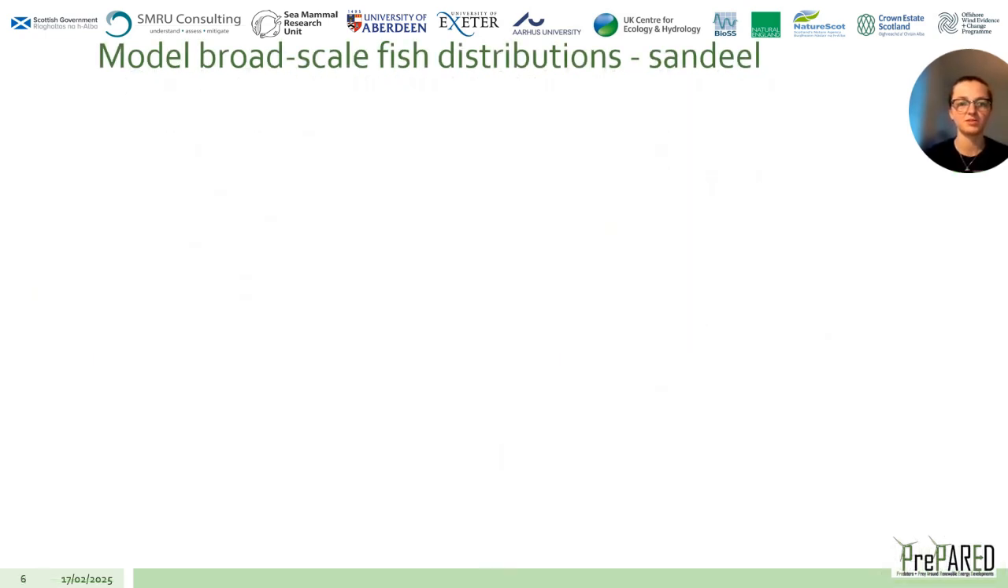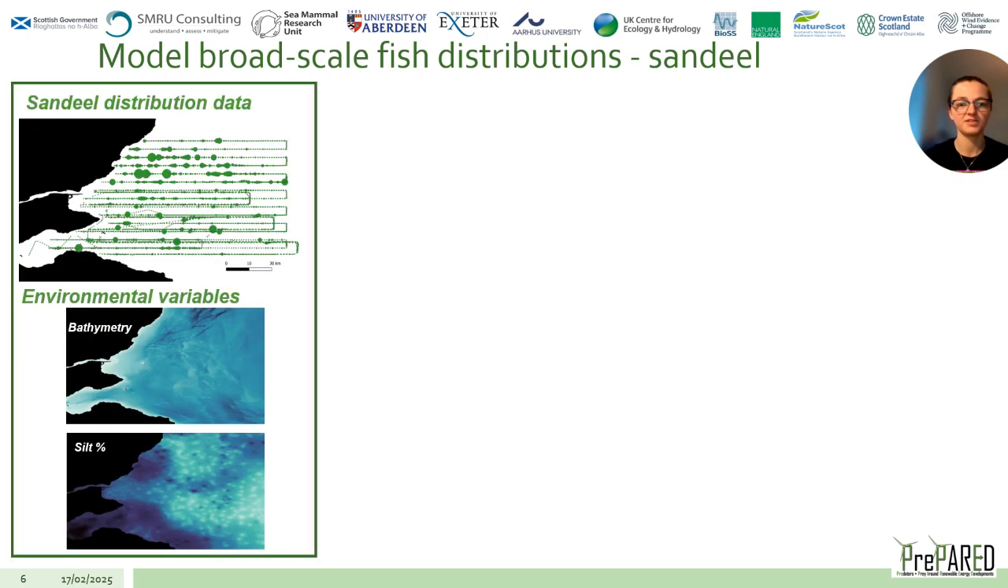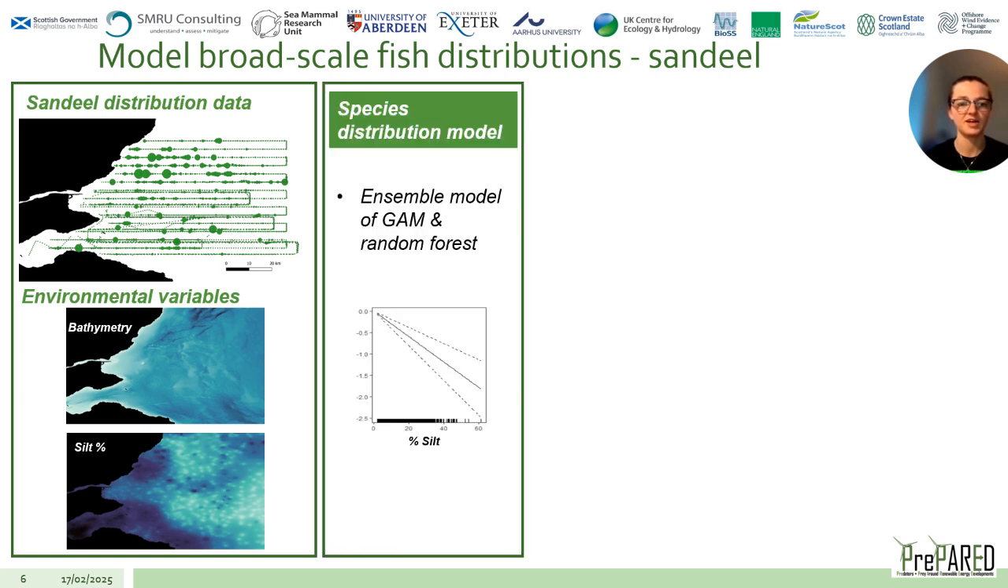So then we come to model the distributions, and this example I'm showing here is for sand eel. So first we have our fish distribution data, in this case the acoustic survey, and we look at this alongside environmental variables such as bathymetry and percentage of silt in the substrate. And then we feed this into species distribution models.